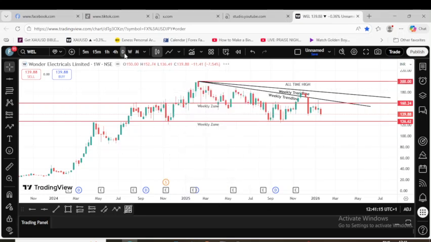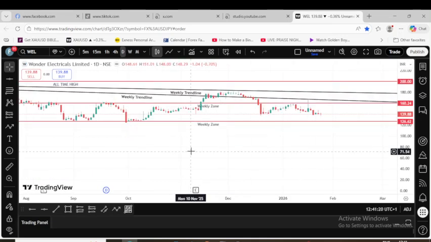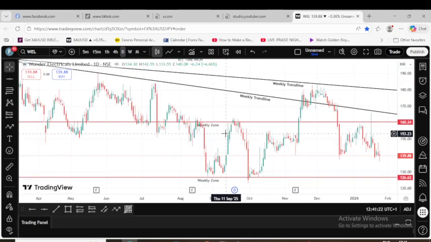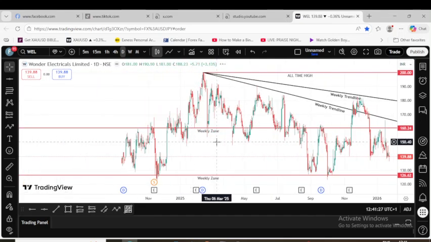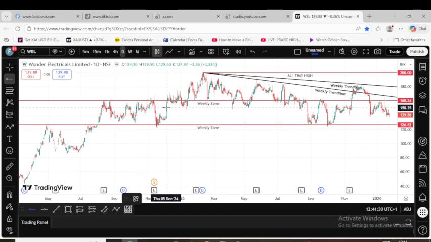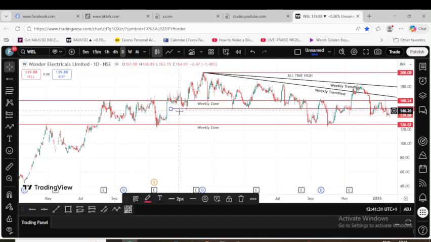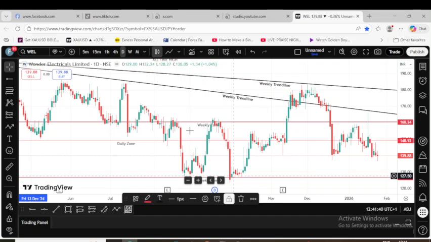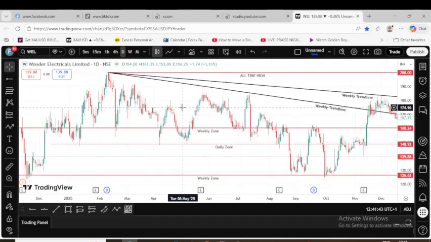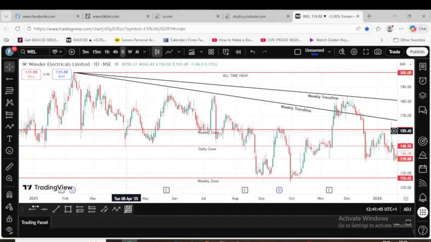Okay, so now let's go down to the daily time frame and do the same thing. We'll identify our zones and any potential trend line, and then we'll also identify our trend origin. So clearly there's a daily zone around here. It's another daily zone here.